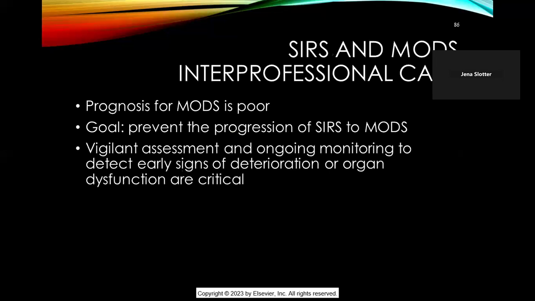All right, so let's talk a little bit about that. Prognosis is poor for MODS. We basically want to prevent the progression. We want to be really good at in-depth assessment, monitoring, detecting the early signs of any kind of organ dysfunction so that we can get it fixed. Mortality rates when it gets to this point is about 40 to 60%.